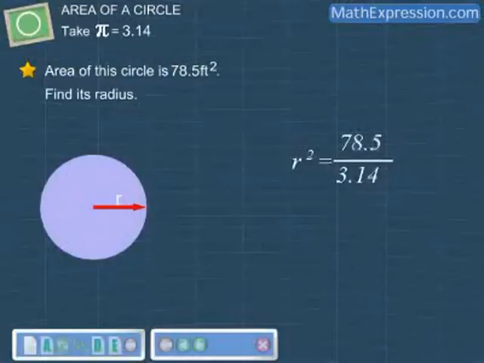78.5 divided by 3.14 gives 25. Here, we have r squared equals 25. We can find r by calculating the square root of 25. Square root of 25 gives 5. Now, this number is meaningless unless we include the unit for it. Since the area is in square feet, the radius of the circle will be in feet. Therefore, the radius of this circle is 5 feet.